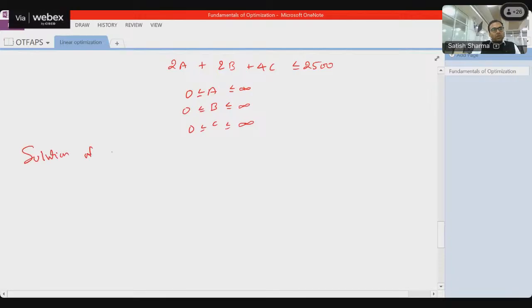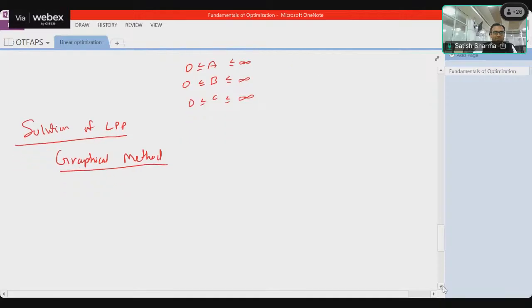Solution of linear programming problem. So let's first try to understand what the different solutions can be, and what the different approaches can be. I'm just looking at the graphical method first, just to understand the different types of solutions available.